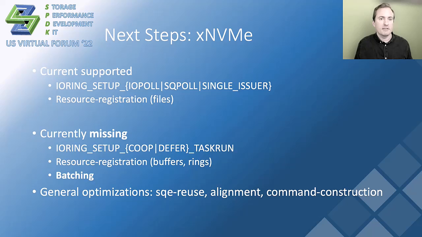And next steps for xNVMe: we currently have support for things like IO uring setup with IOPOLL, SQPOLL, and single issuer, and we do registration of files, but we do need some optimizations that have come along for setting up rings for cooperative task run and deferred task run, and more of the resource registration. But the key thing that we need to get done is proper support for batching and leveraging the features that io_uring provides in this area. And then we have some general optimizations for SQE reuse, data structure alignment, and command construction.